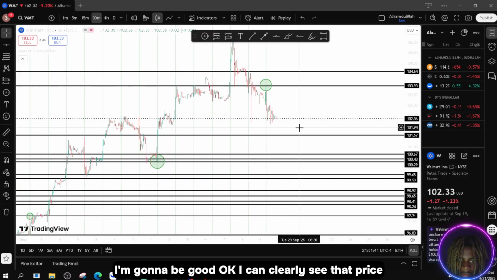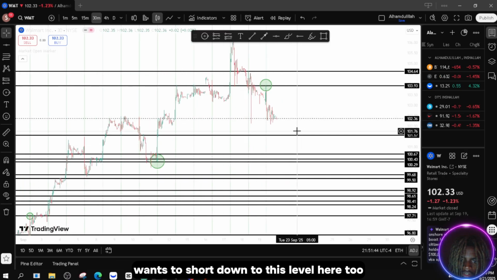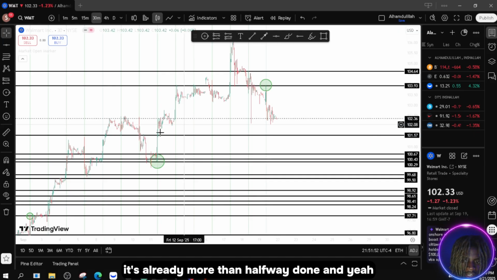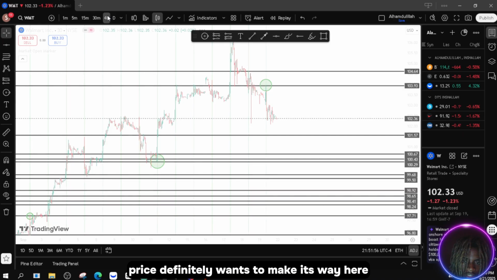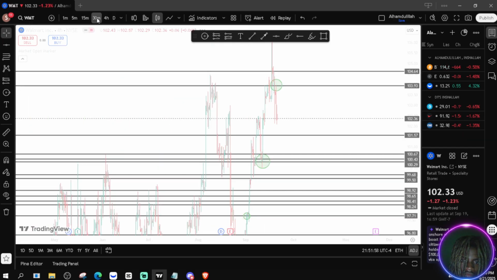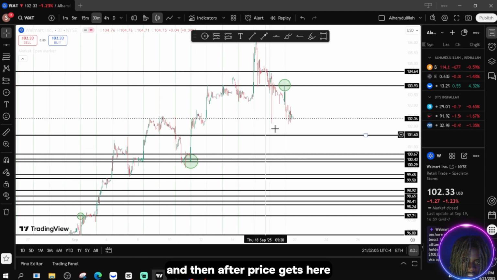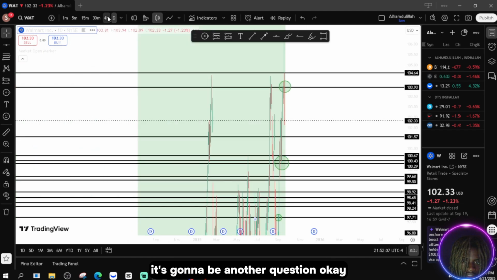Okay, I can clearly see that price wants to short down to this level here too. So even if I wanted to take a short, I can clearly see that price wants to short down to this level here on the black. Okay, it's already more than halfway done, and yeah, price definitely wants to make its way here. And then after price gets here, if it decides to want to bounce here, it's going to be another question.